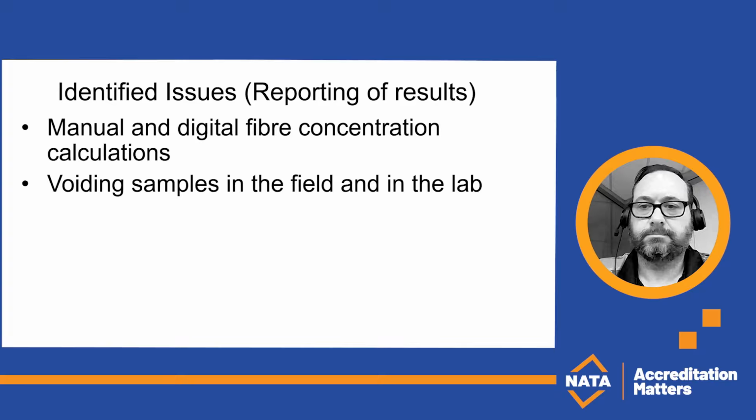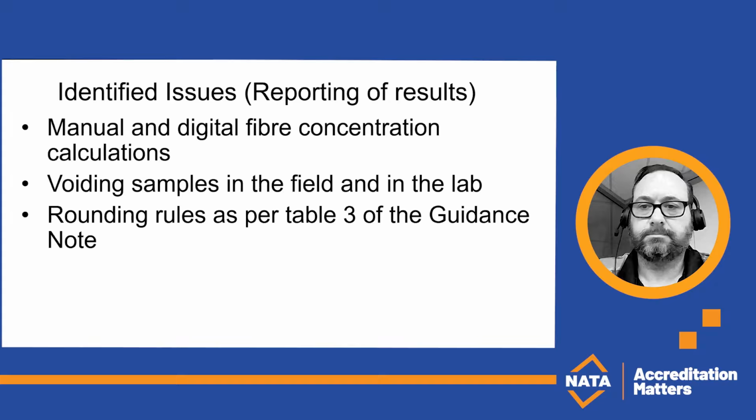What are those reasons? Are pumps being moved? Have pumps exceeded their flow rate variation criteria? Is the filter damaged? Is there bleed into the margin? All these fine details. And the rounding rules, as I've just alluded to, per Table 3 of the guidance note.